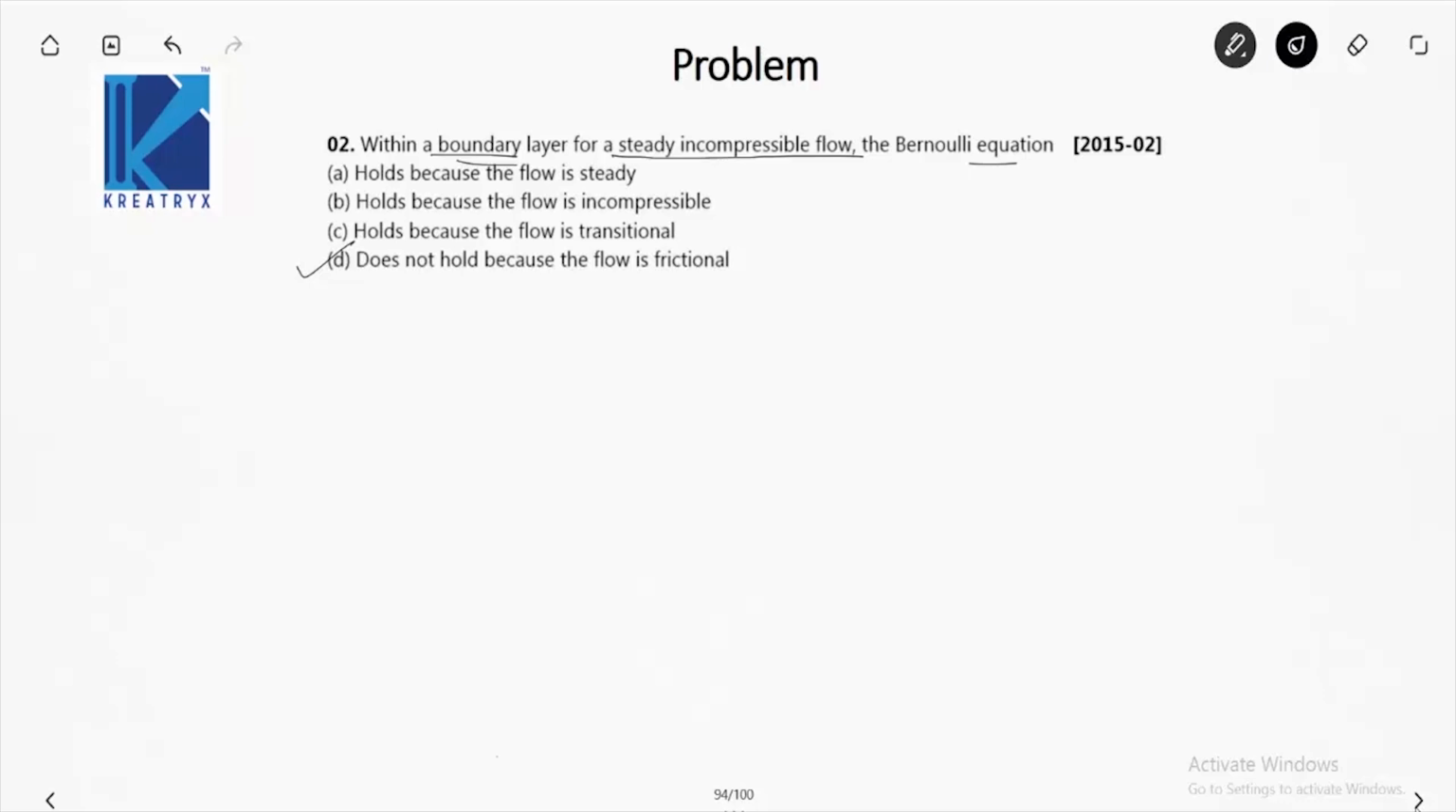Okay, so do keep this in mind. It was a good question based on your basic concepts. So D is the answer.